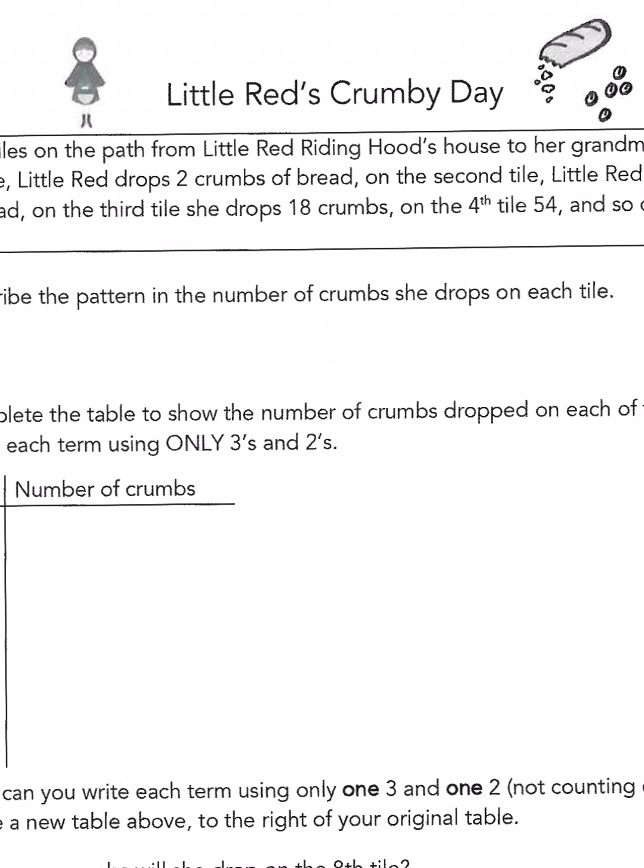All right, so here we go. There are 15 tiles on the path from Little Red Riding Hood's house to her grandmother's house. On the first tile, Little Red drops 2 crumbs of bread. On the second tile, Little Red drops 6 crumbs of bread. On the third tile, she drops 18 crumbs. On the fourth tile, 54, and so on. Describe the pattern and the number of crumbs she drops on each tile.